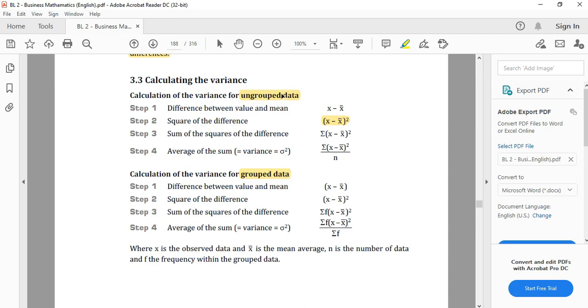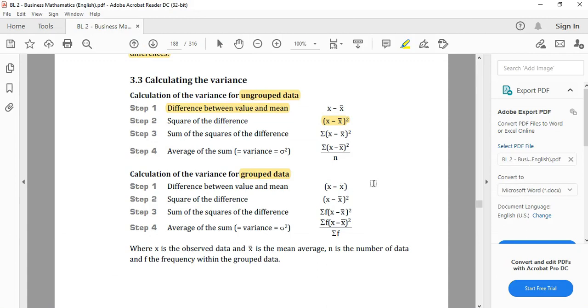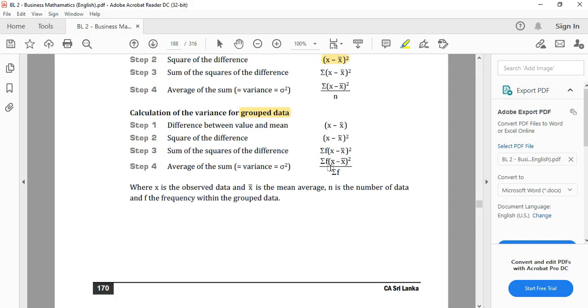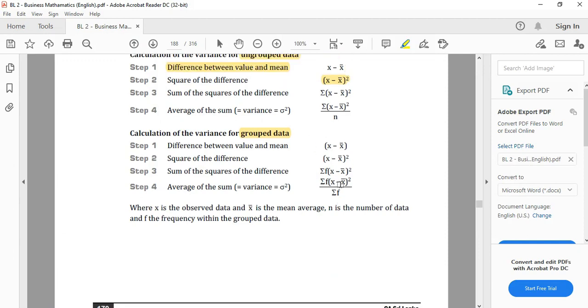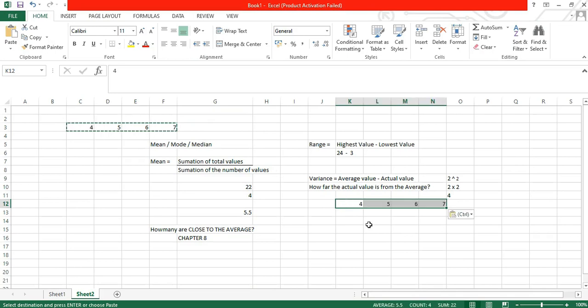And for each value you get the total, and then you have to get the average of the sum. Because we won't have just one data point, we will be checking the difference between the value and the mean for several items, like 4 and the mean, 5 and the mean, 6 and the mean, 7 and the mean, and so forth. In calculating the variance for grouped data, we do the same thing. We don't make any change. However, in step 3, we multiply by the frequency. An example.